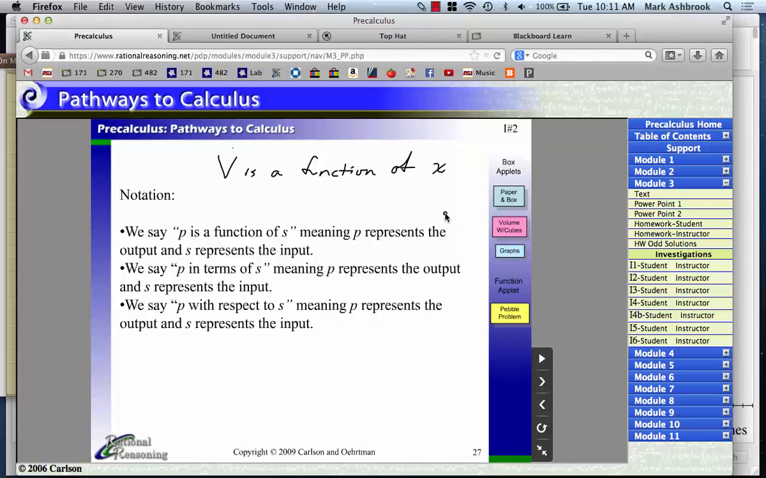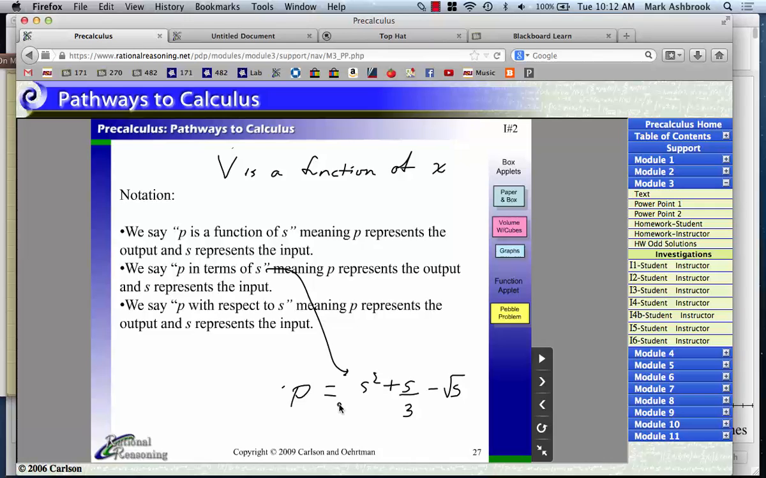So if we say P is a function of S, then what is the output? P is the output and S is the input. If we say P in terms of S, so what is the input and what's the output? Still the output P, because in terms of S means like a formula with S's in it. So that indicates that S is the input, right? So P in terms of S means that S is the input and P is the output.